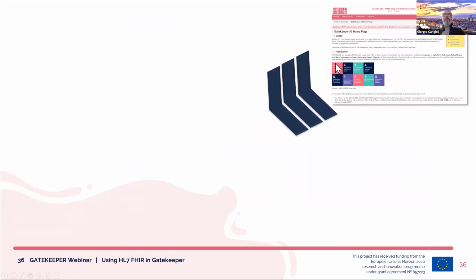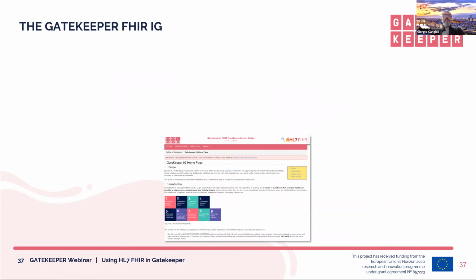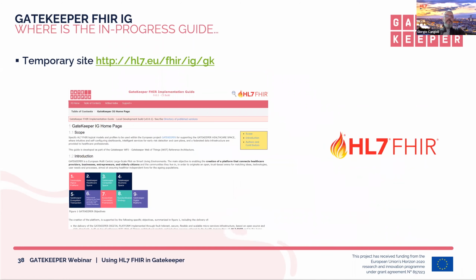The possible content of our IG will contain, for example, measurements, and may contain information about allergy or medication. The intent is to develop these by reusing, as much as possible, existing implementation guides. I mentioned the IPS, I mentioned the observation vital sign, but there are others that we can try to reuse. The current IG is, for the time being, temporarily available at that site.